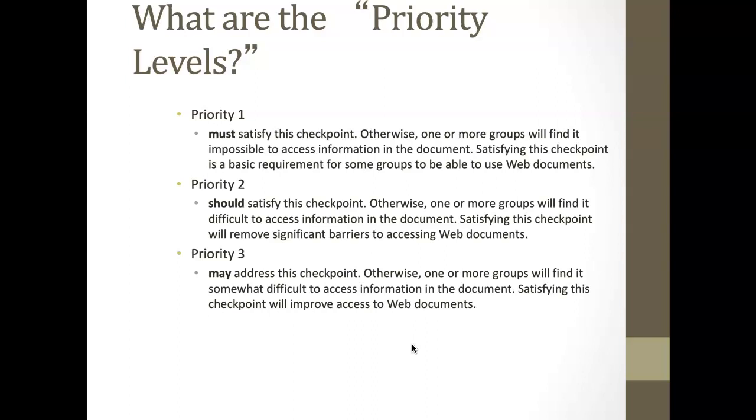The best sites I find satisfy priority 2, where we should satisfy the checkpoint. Otherwise, the groups find it difficult to access information. So this is the exact verbiage from W3. That's where I got it, so know that's why it's repeated the way it is in this slide. And lastly, priority 3 is may address this checkpoint. Otherwise, groups might find it somewhat difficult to access information. Priority 3 can be tough. When we start getting into it, you'll see that you have to take extraordinary measures to satisfy priority 3.